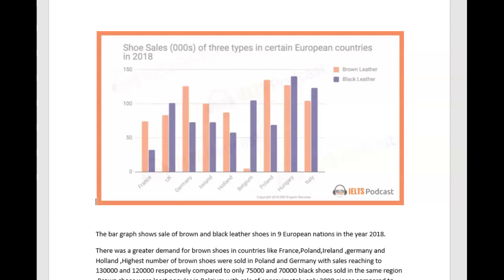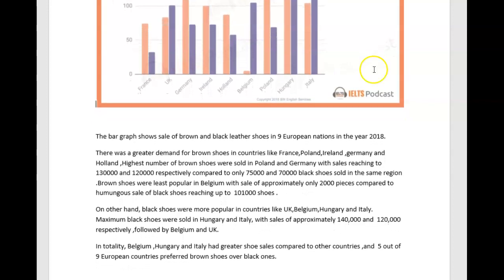The first one is the task 1 about shoe sales. So let's see what you wrote. First of all, it's not called a bar graph. It's called a bar chart. So these are typically called bar charts, pie charts, and line graphs. Okay? So that's the first thing. So let's see what you said.